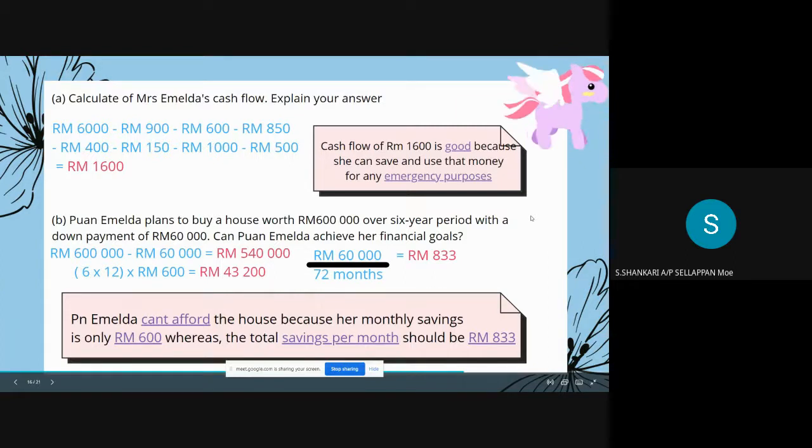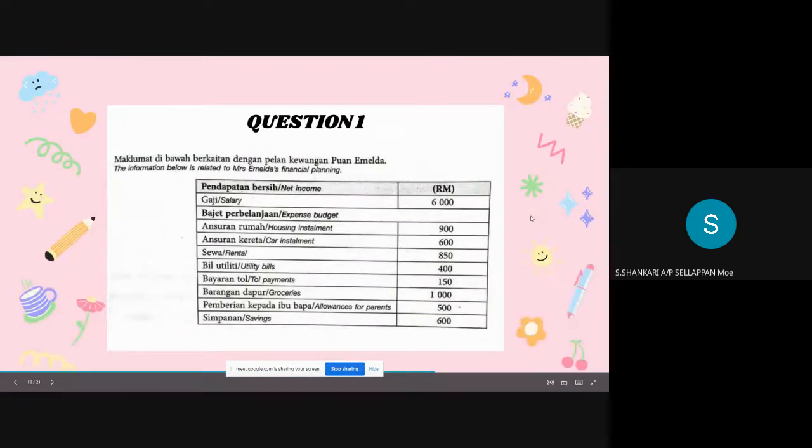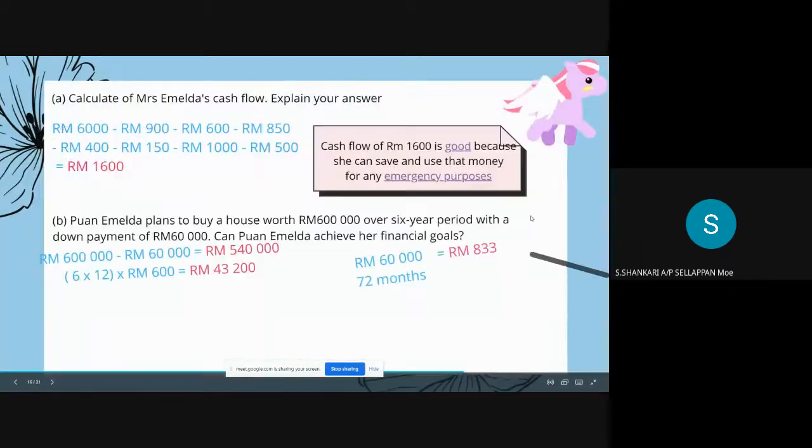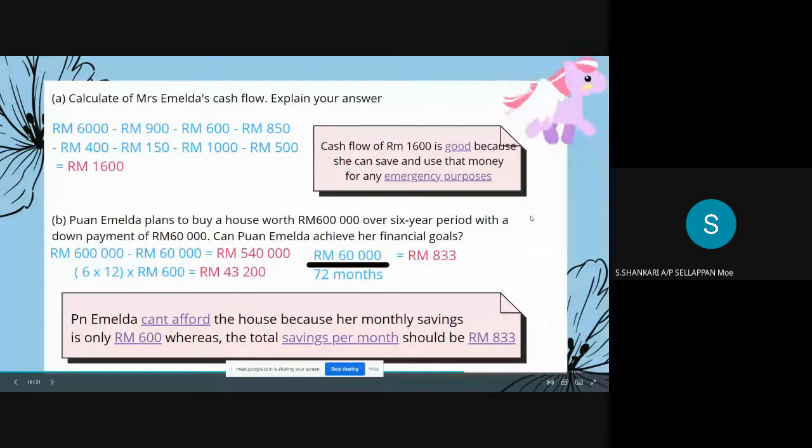Can you show the table just now? Savings 600. Okay, okay. 600. Okay, savings 600. Next slide. You calculate the savings, 43,200. Okay, so 1,600, she really cannot achieve. Can't afford the house because her monthly saving is only 600.